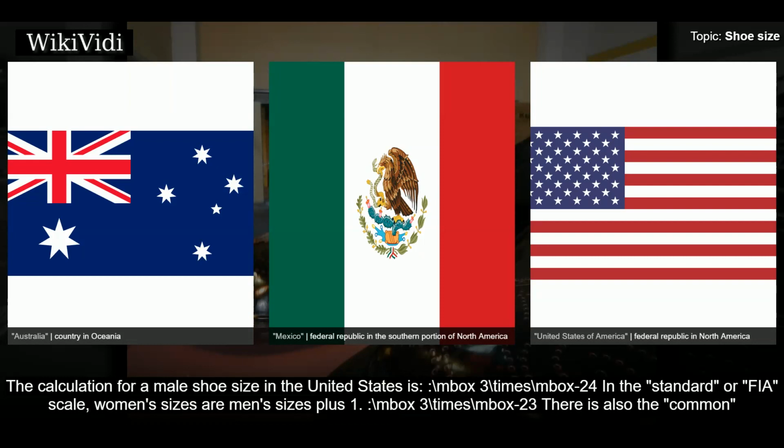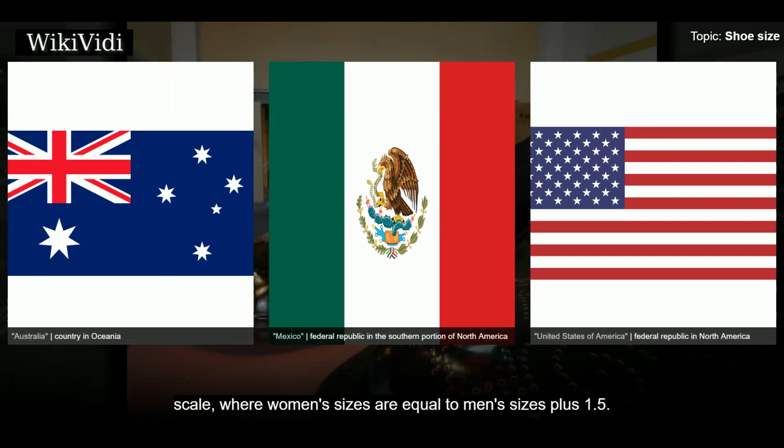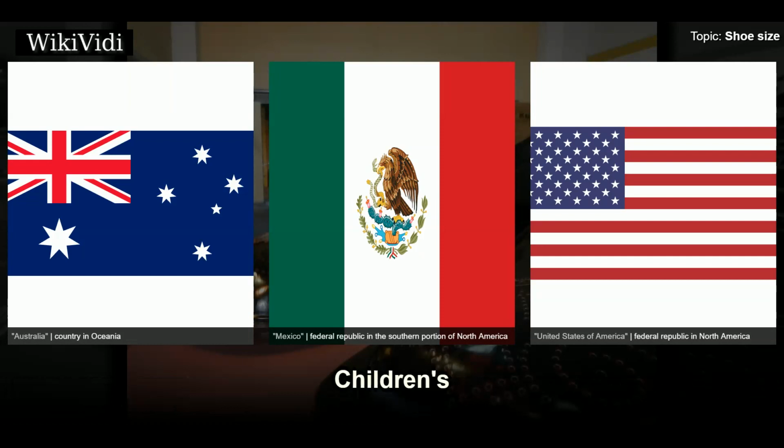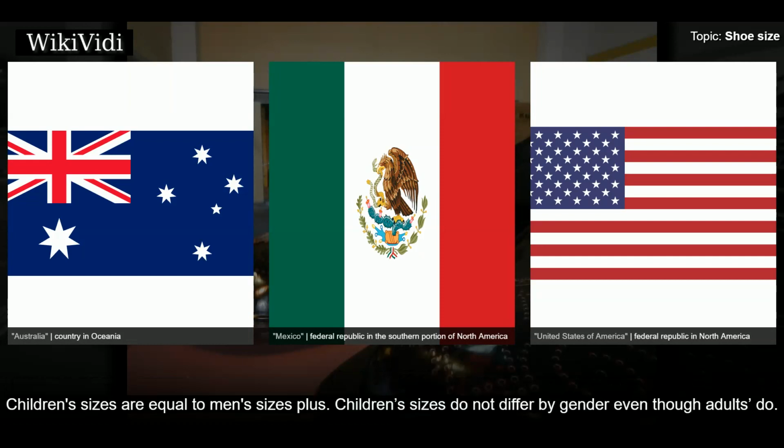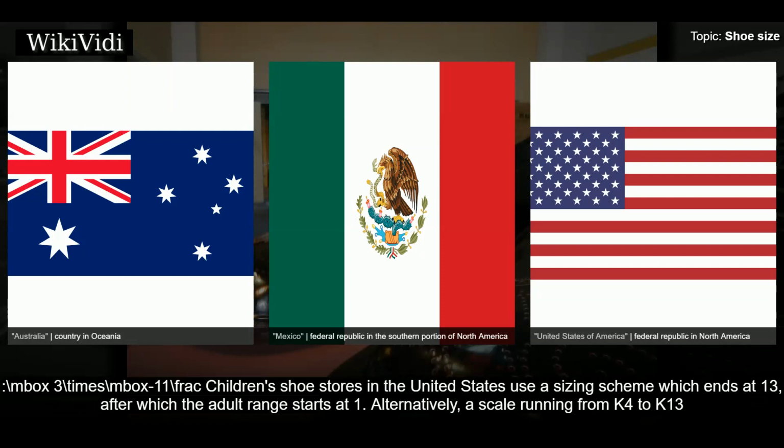There is also the common scale, where women's sizes are equal to men's sizes +1.5. Children's sizes are equal to men's sizes plus. Children's sizes do not differ by gender even though adults do.